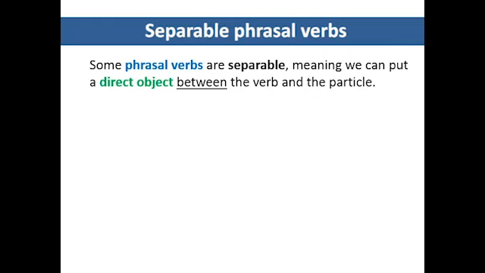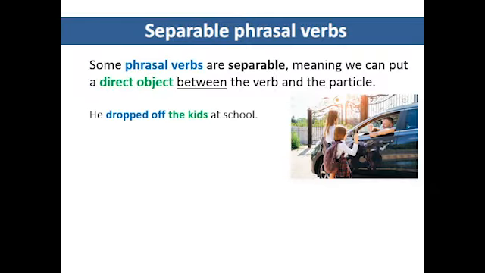Separable phrasal verbs. Some phrasal verbs are separable. This means that we have the option of putting a direct object between the verb and the particle. Listen to these examples. He dropped off the kids at school. He dropped the kids off at school.